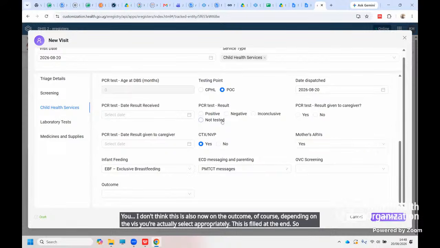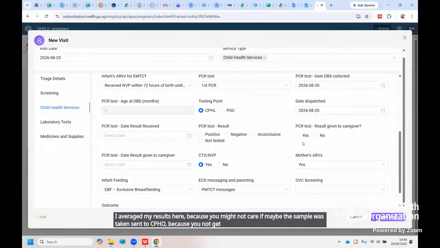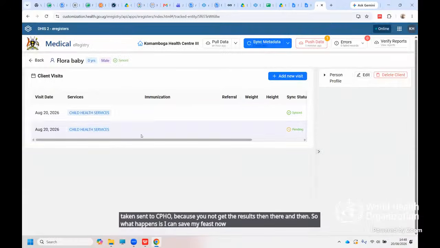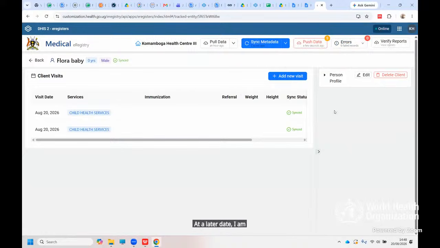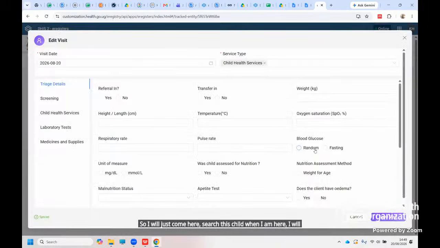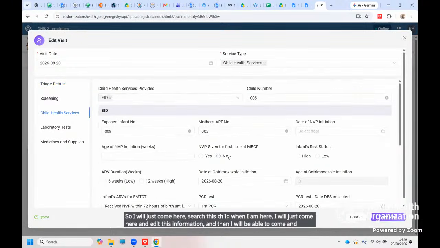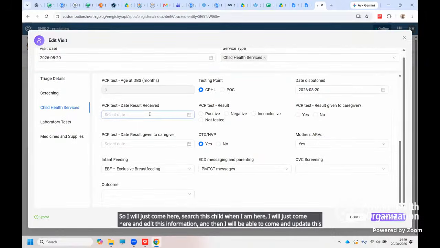Now, I have left my results here, because you might not get them, if maybe the sample was sent to CPHL, of course, you'll not get the results then. So what happens is I can save my visit now. Later, at a later date, when I am able to get the results for this PCR test, I will come here, search this child, edit this information, and update this field here of results when they come.